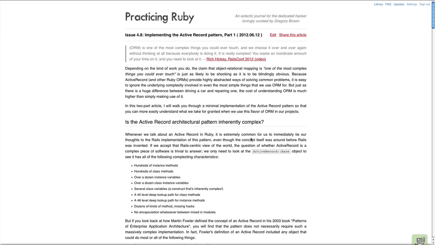In this two-part article, I'll walk you through a minimal implementation of active record patterns so that you can more easily understand what we take for granted when we use this flavor of ORM in our projects.